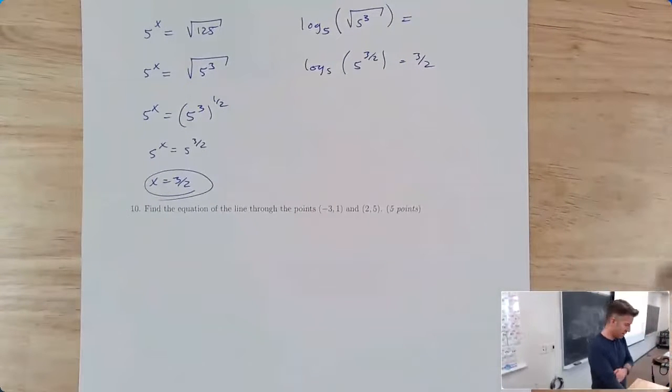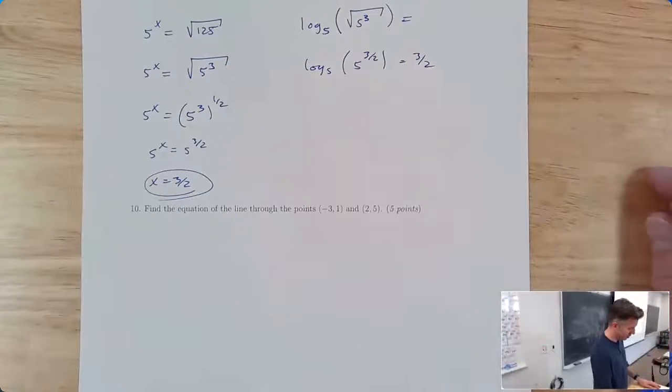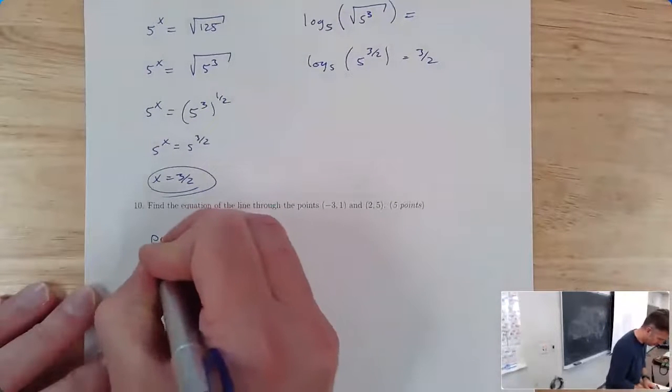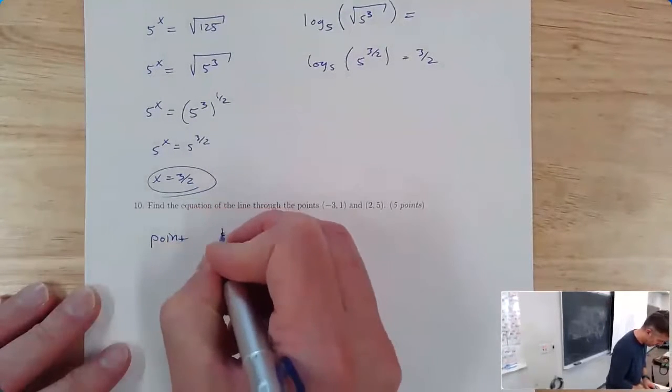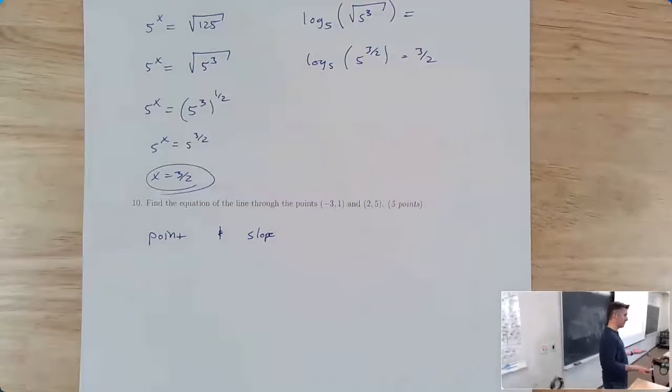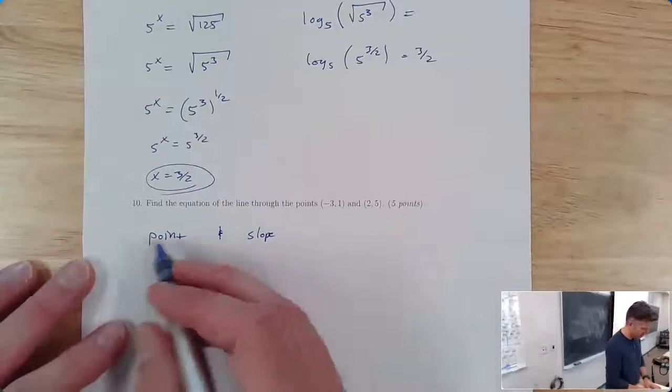Find the equation of the line through the points -3, 1, and 2, 5. So to find the equation of a line, we need two things. We need a point and a slope. And I will probably clarify this on the exam. I would prefer to write it in the y equals mx plus b form, even though that's not typically the way I start. So a point, we'll deal with the point in a minute.